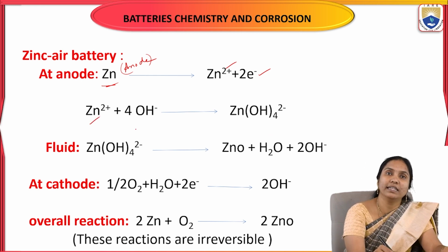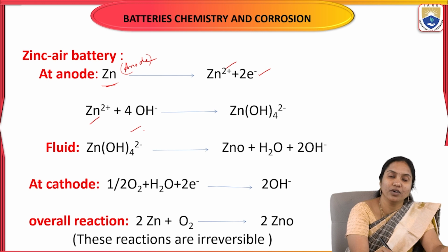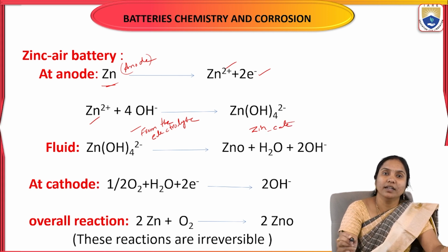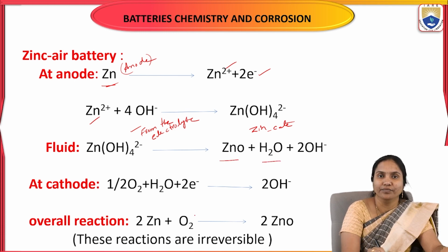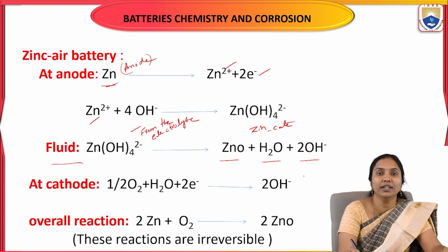This zinc metal ion reacts with OH minus ions from the electrolyte. Then it gives zincate. Next, this zincate decomposes into zinc oxide and water. Zinc oxide and water produce OH minus ions also. This zinc oxide and water return to the electrolyte.